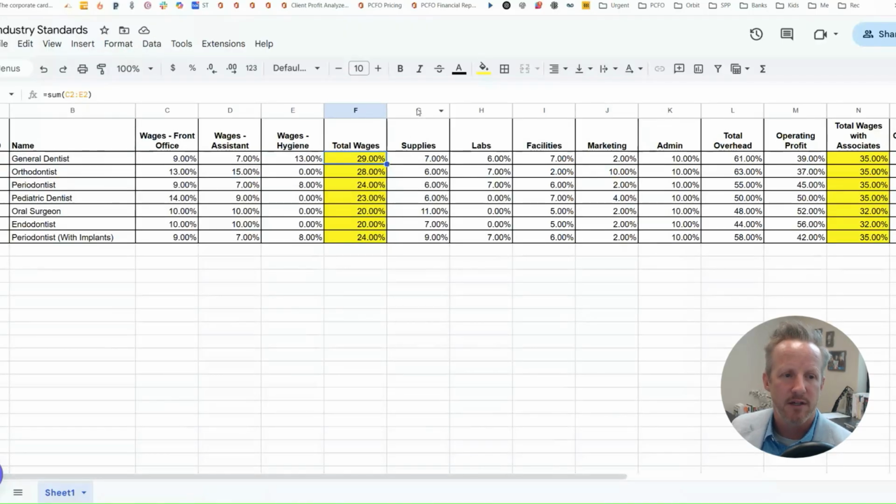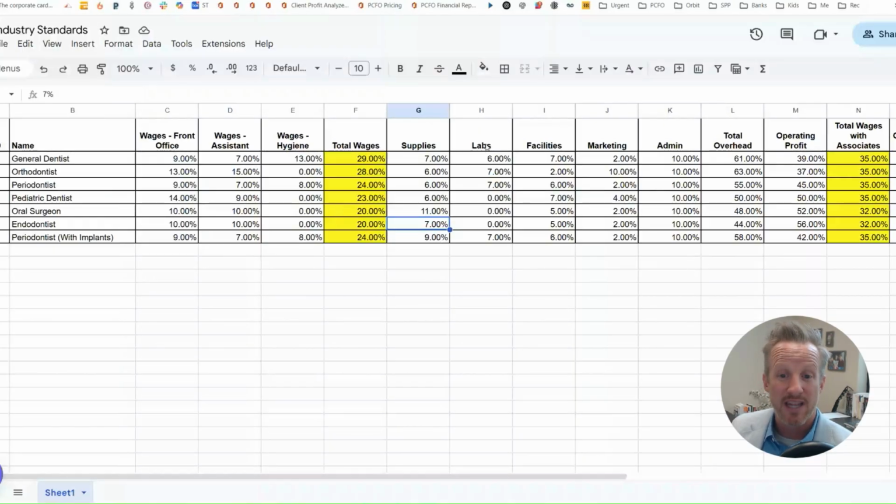So let's look at supplies. What should a general dentist be paying in supplies? I am showing about 7%. An orthodontist, around 6%. Now, that doesn't include Invisalign, because that's going to go into the lab category. We're talking about supplies. Periodontist, around 6%. Pediatric dentist, around 6%. Now, oral surgeons, who have a lot of the membrane stuff, you know better than me, they're typically around 11%. So where their labor costs are substantially less, their supply costs are substantially more. All right, endodontists are around 7% for supplies. You've got a lot of files going on.